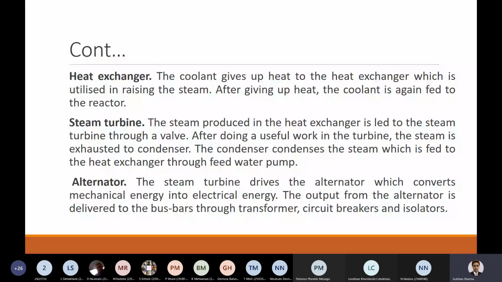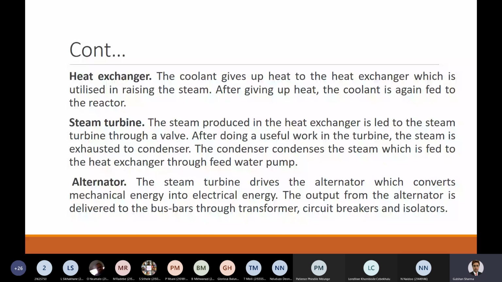After that, we have a steam turbine. There's not much difference between the thermal power plant and the nuclear power plant. The turbines used in a thermal power plant can be used in a nuclear power plant also for generation of electrical energy. Your turbine is coupled to your alternator. At the output of the turbine, there is an exhaust steam. It needs to be condensed. After that, that water is fed to the heat exchanger through the feed water pump, which is also a continuous process.